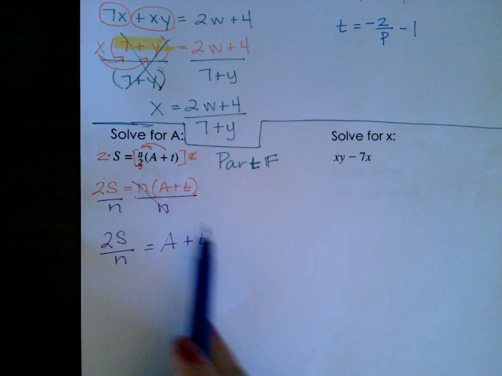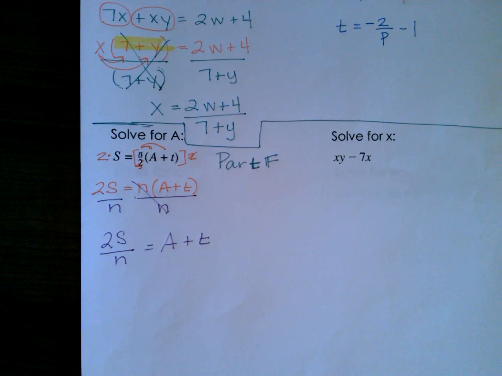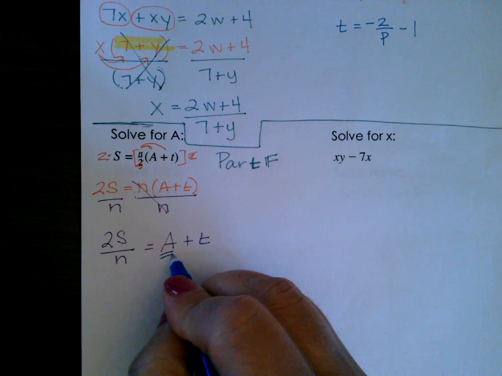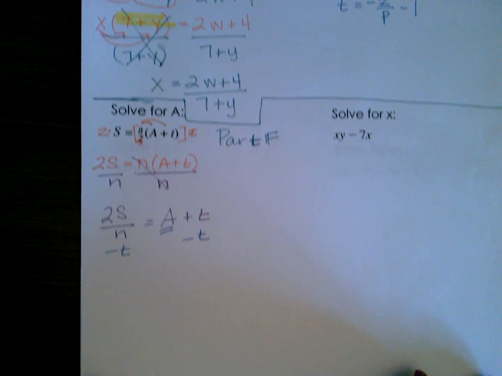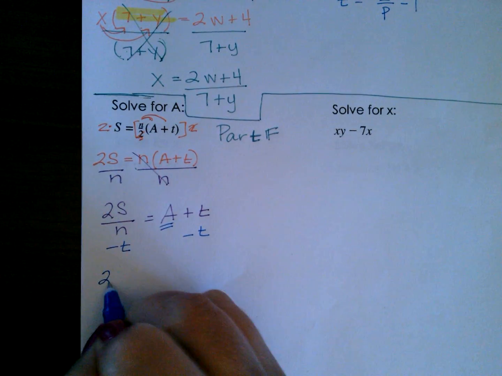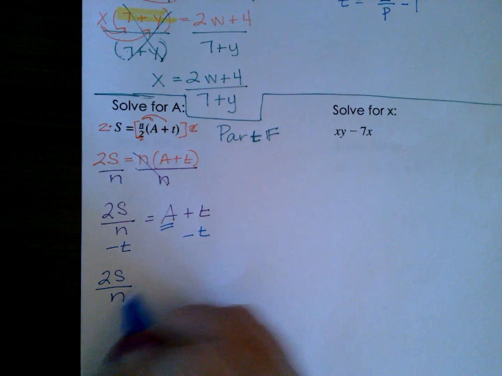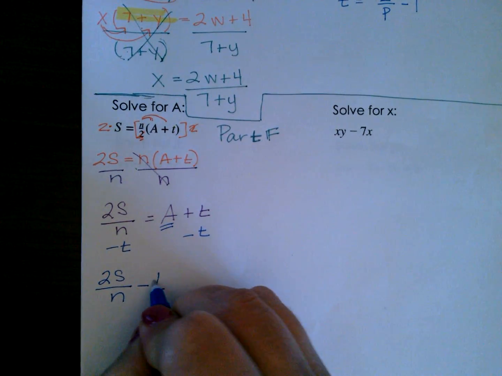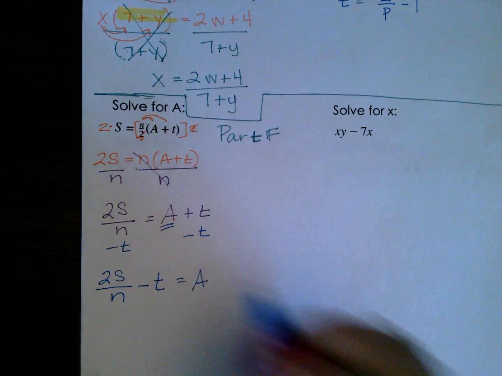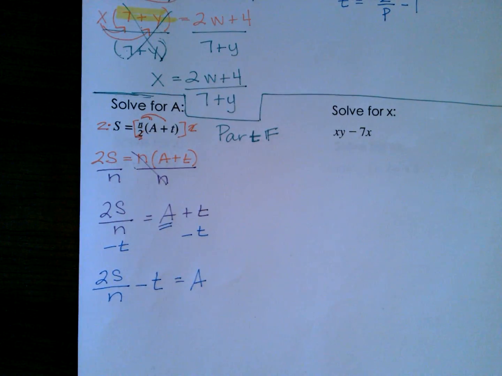Okay, I have the group isolated by itself. Now I can get a alone by subtracting t from both sides. 2s over n minus t. These are not like terms, so I'll just write it, and I am done. Looked super confusing with fractions and all kinds of variables, but it's pretty straightforward.